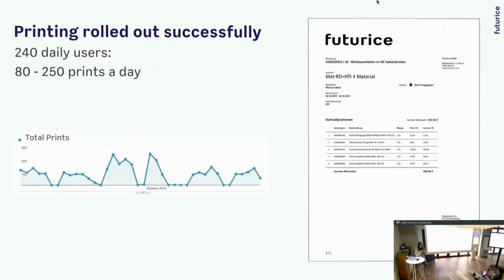So this is what I printed out yesterday from our application. It looks very similar to the design, which is good. And we rolled it out, and our users love it. We really hit a nerve. We have about 240 daily users, and we have 80 to 250 prints every day. So kind of one print per user every day in our application. So it was a case of the users really knowing what they want, and they use the feature that they say they want to use.